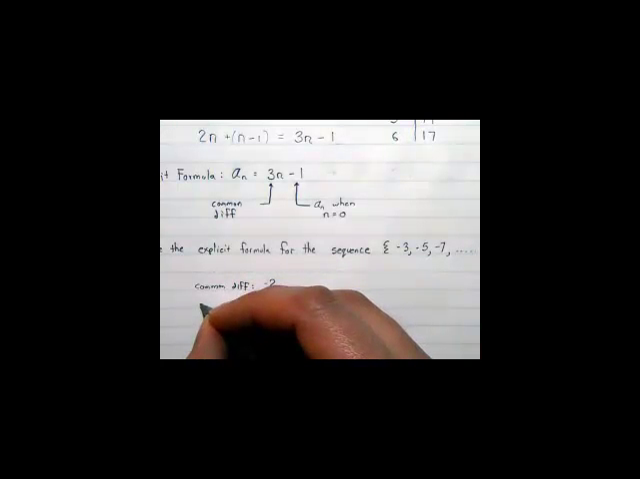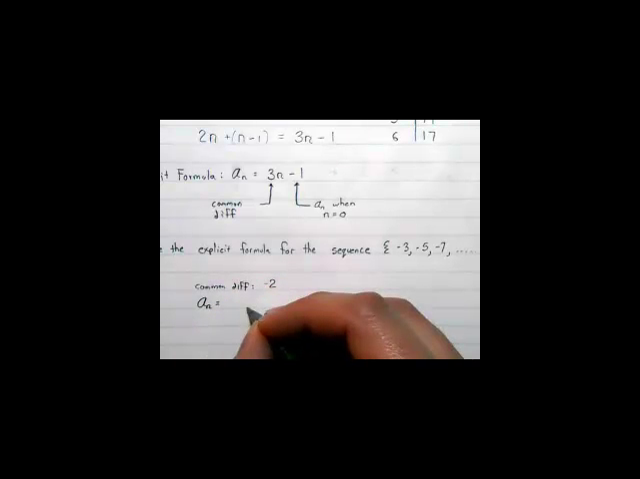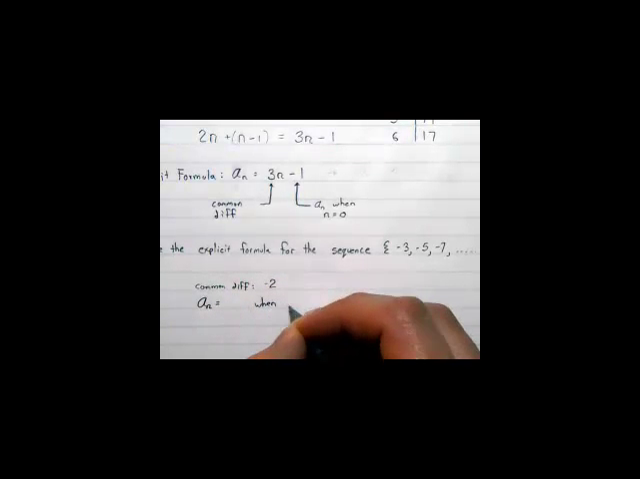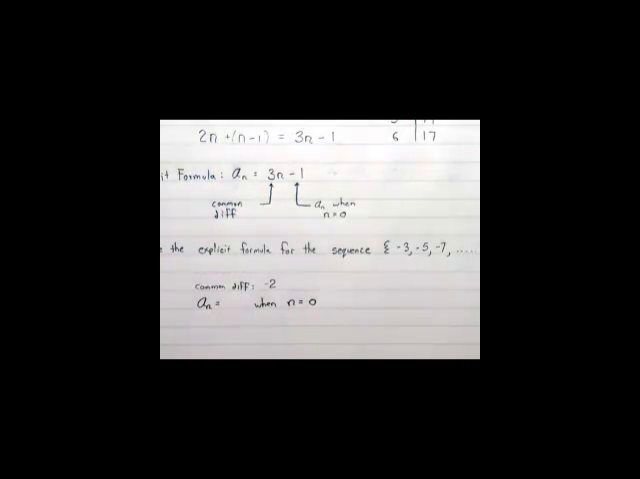Okay. And what does a sub n equal when n is 0? If this is 1, 2, 3, etc., what would be the one before it? -1. Okay. So the common difference is -2, and a sub n is -1 when n is 0.